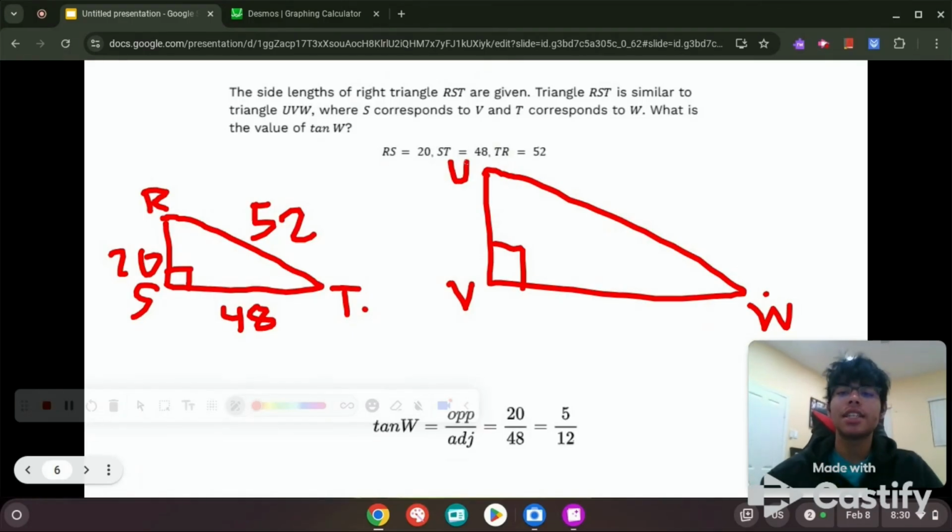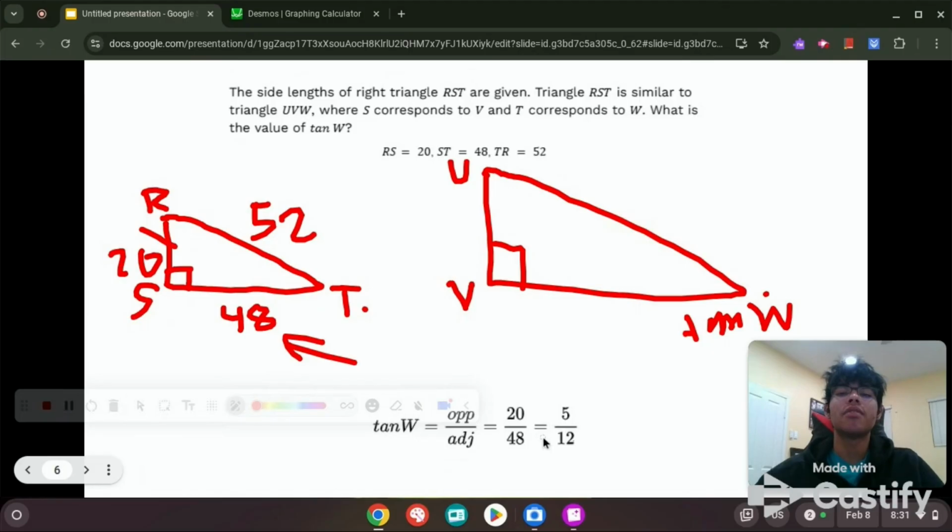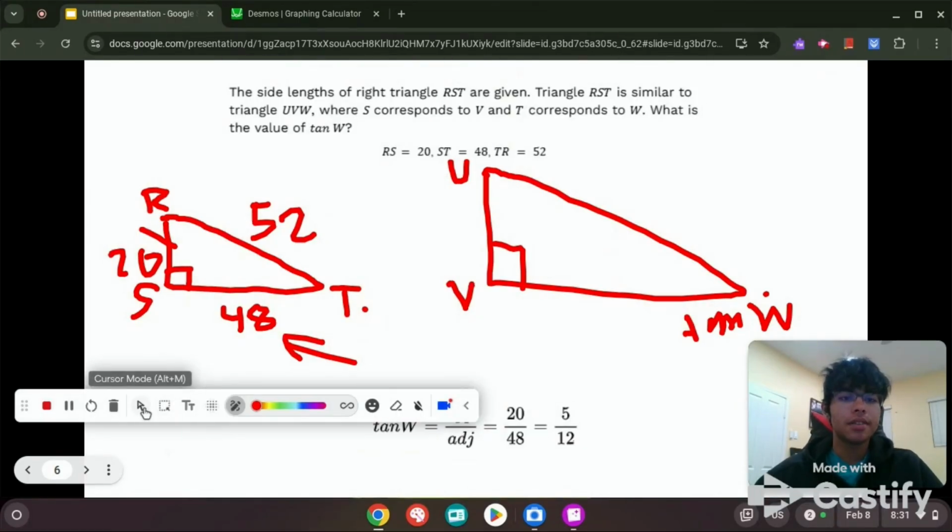So over here, if you want to take the tan of W, that's just going to be the same thing as taking the tan of T, because they are similar triangles. So we got opposite over adjacent, which would just be 20, and the adjacent is 48, so 20 divided by 48 simplifies to 5 over 12, which is a pretty common triangle. You'll see on the SAT a 5, 12, 13. In this case, we just call it a 5, 12, 13 scaled up. So yeah, now question number 6.